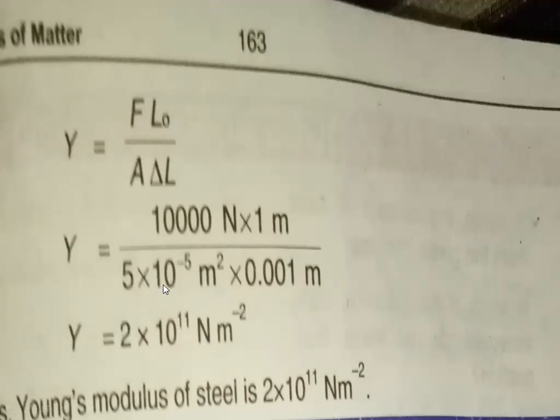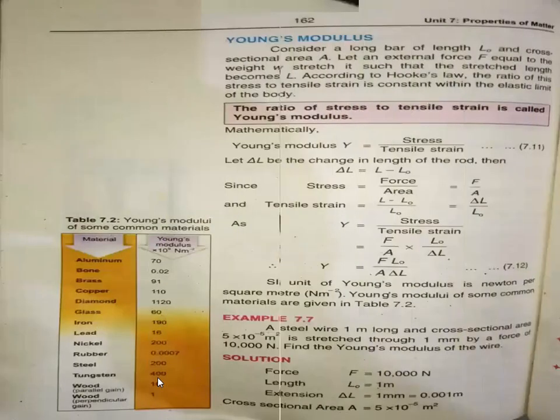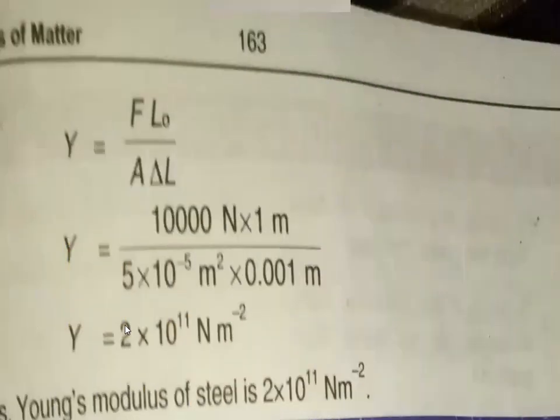So in the table, we discuss the table. Its value for steel is 200 into 10 power 9. If you calculate it, you will have the same value for steel. Capital Y is equal to 2 into 10 power 11 Newton per meter square.